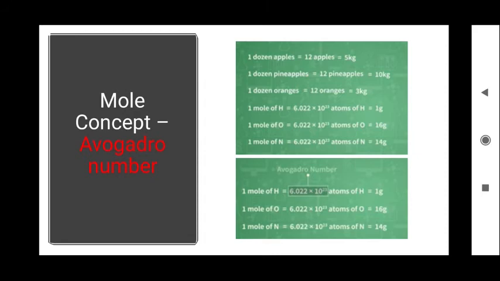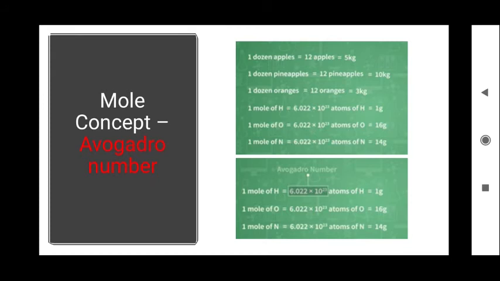Whenever you go to a shop and buy fruits, you will ask, give us 1 dozen of apples, give us 1 dozen of pineapples. 1 dozen means we know it is a standard number, 12. So if you ask for 1 dozen apples, they will give you 12 apples. Similarly, 1 dozen pineapples, 12 pineapples. 1 dozen oranges, you will get 12 oranges.